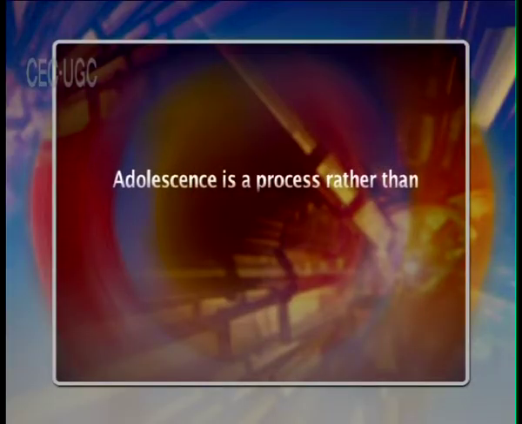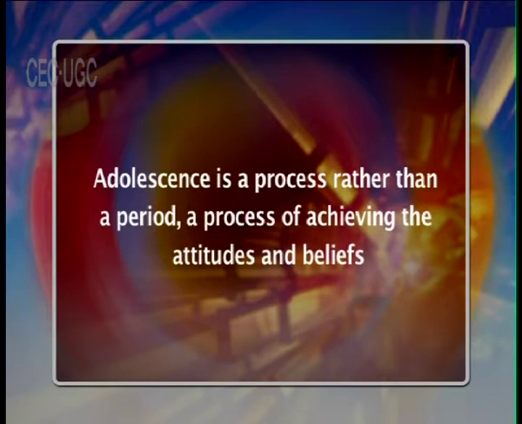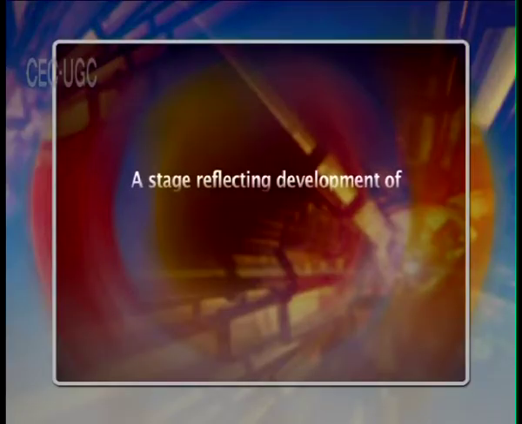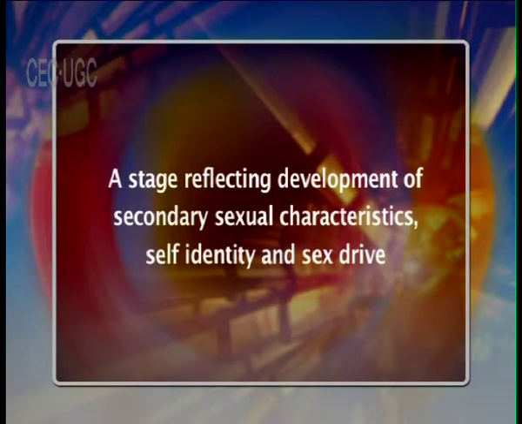Except in rare cases of severe biological abnormality, boys and girls achieve sexual maturity early in adolescence and physical maturity by the end of it. Even these invariable processes of maturation are independent of personal control. Adolescence is a process rather than a period, a process of achieving attitudes and beliefs. A phase in the lifespan, the essence of which is characterized as transitional, owing to a sudden increase in the activity of adrenal glands and hormones. A stage reflecting development of secondary sexual characteristics, self-identity and sex drive.